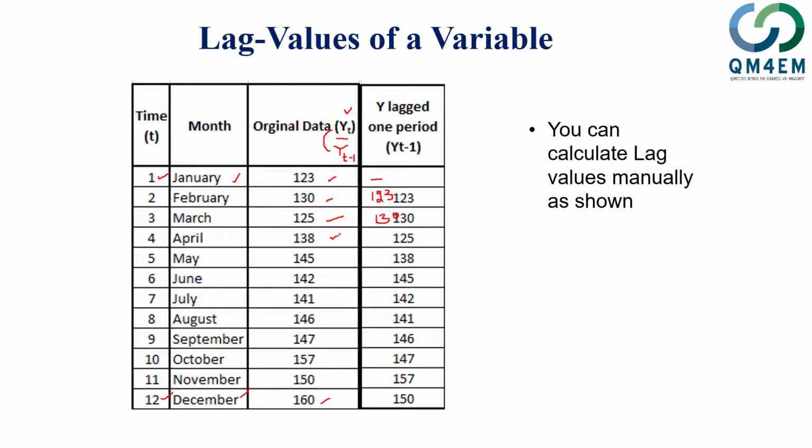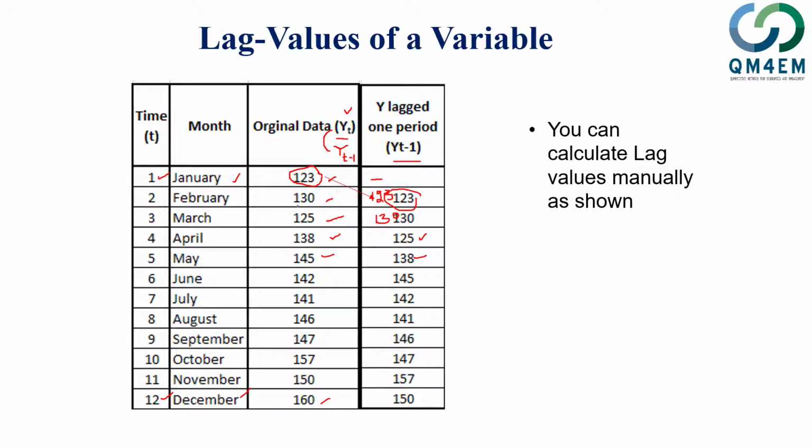So similarly I can calculate all values. For April I was selling 138 products, but the March value would be 125. That would be the lag value for YT. Similarly for May, 145 and lag value 138. So all I did is move the first value to the second one, and then continue that repetition. So that's YT minus 1.